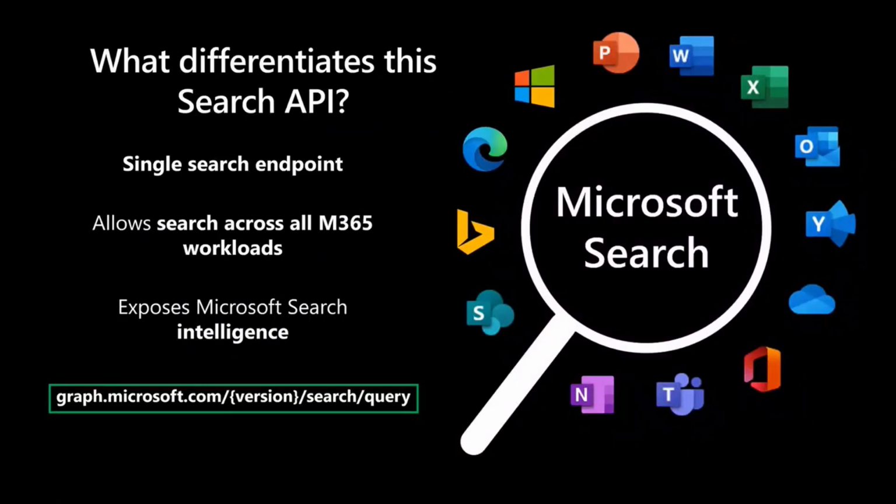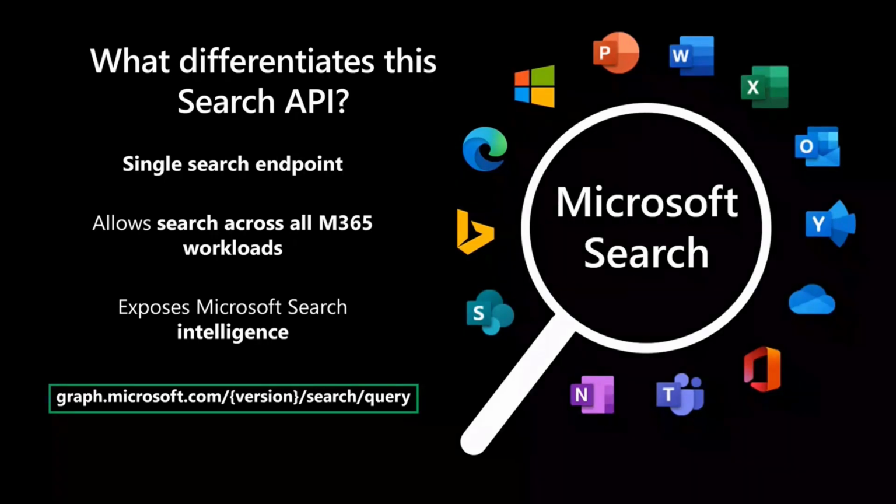What differentiates the Search API from some of the APIs I just showed you is that it is a single search endpoint that allows you to search across all M365 workloads. You can see in a little diagram here, there are all these different workloads, clients, and experiences that you have access to in M365, and this endpoint is designed to be a centralized place for you to access data across as many of those as possible.